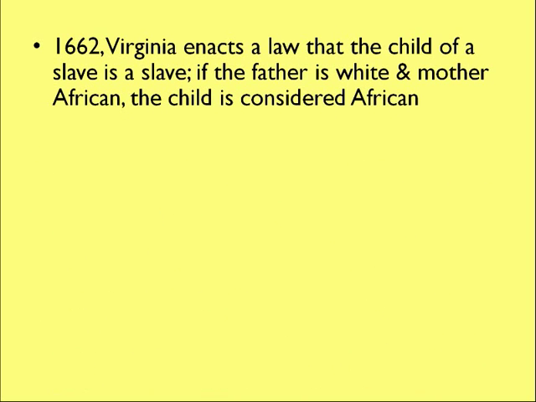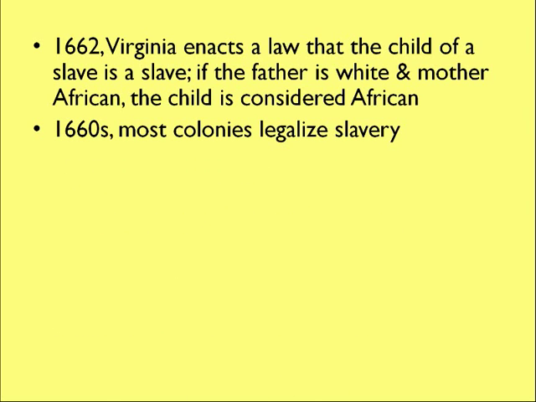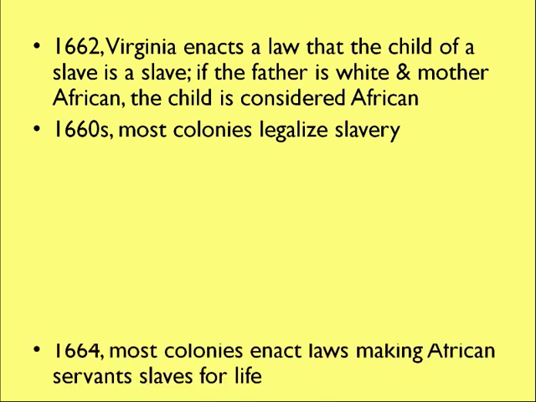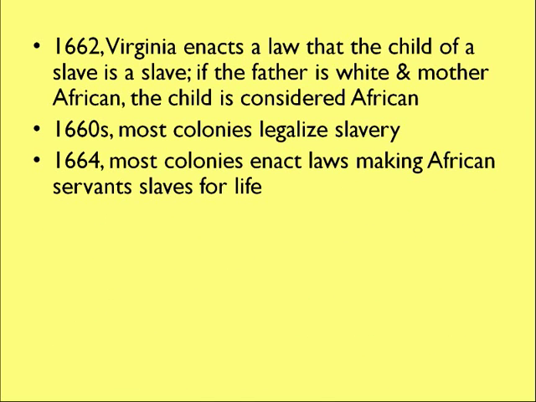And in 1662, Virginia enacts a law that the child of a slave is also a slave, and if the father is white and the mother African, the child is considered African. And so we can see it's really much later that we get this codified ruling coming in. By the 1660s, most colonies have legalized it and made them slaves for life.